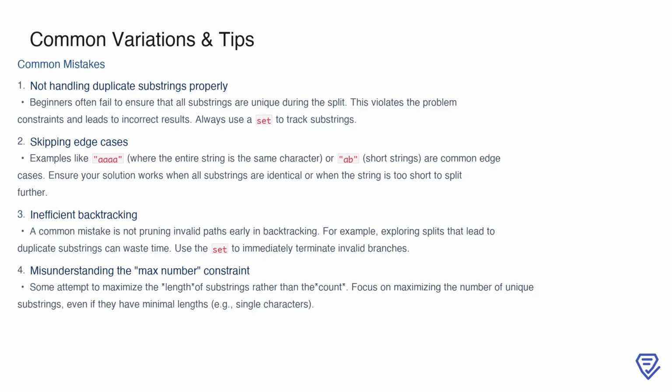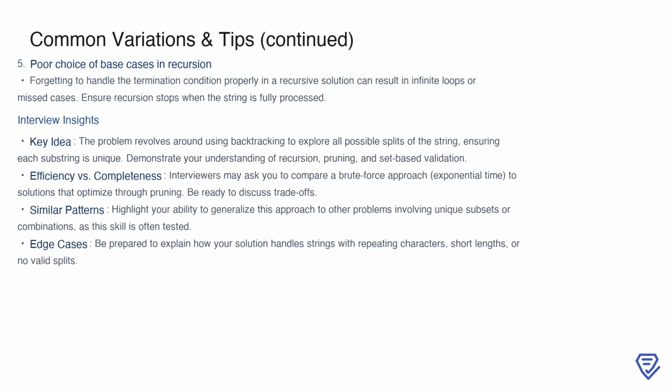Lastly, a misunderstanding of the constraint to maximize the number of unique substrings can lead to focusing on length instead of count. Remember, the goal is to maximize the count of unique substrings, even if they are as short as a single character. A poor choice of base cases in recursion is another mistake to avoid. If you don't properly handle the termination condition in your recursive function, you risk infinite loops or incomplete solutions. Make sure to end the recursion when the entire string has been processed.